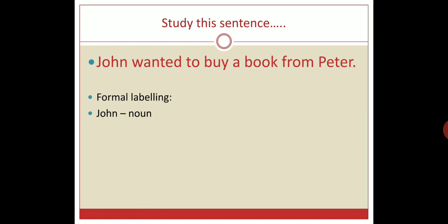Now, if you have done your formal labeling, it must look like this. You will have 3 nouns in the sentence. John is a noun, wanted is a verb, to buy is a verb, a is an article, book is a noun, from is a preposition, and Peter is a noun.